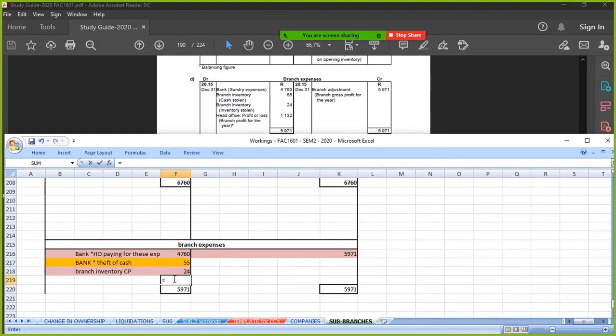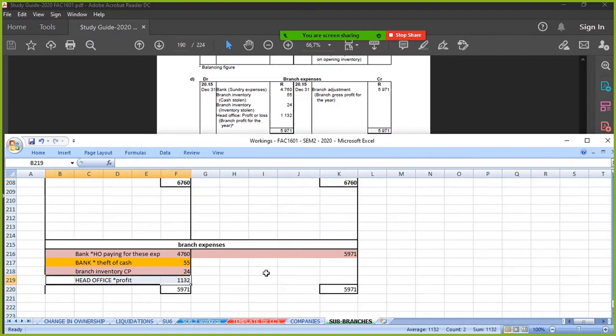And then you'll have this minus that, minus that, minus that, gives you the 1132. Yeah, that's fine. Okay, so eventually it does work out. Head office. Okay, this would have been for the profit for the head office. Okay, all right, so yeah.